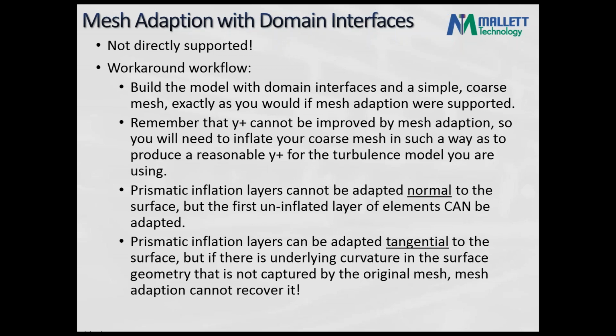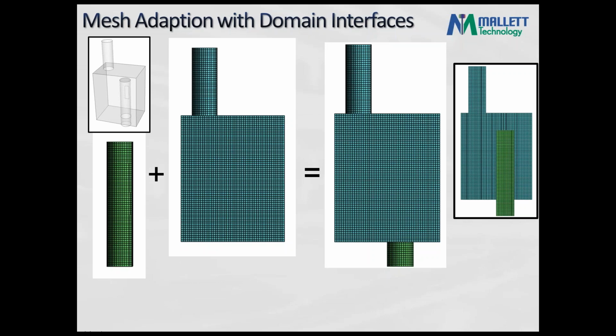Prismatic layers, by the way, can be adapted tangential to the surface, but if there's underlying curvature in the surface geometry that is not captured by the original mesh, the mesh adaptation cannot recover that lost curvature. Next slide. So this is an example that I created.